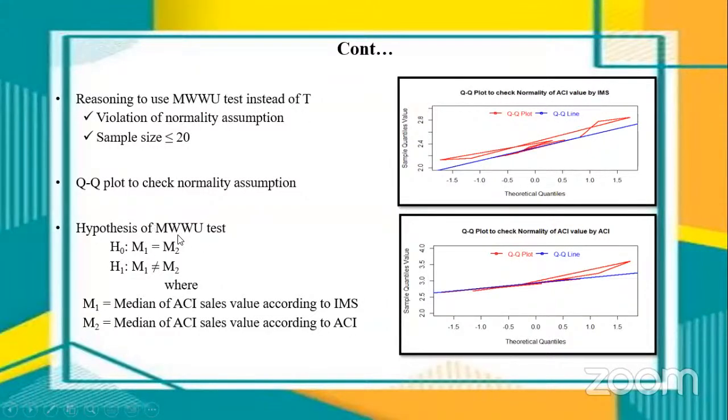Now the hypotheses of the non-parametric Mann-Whitney Wilcoxon test: the null hypothesis is M1 equal to M2, and the alternative hypothesis is M1 not equal to M2. Where M1 is the median of sales value according to IMS, and M2 is the median of sales value according to ACI management. That means M1 is the IMS value, M2 is the true value.